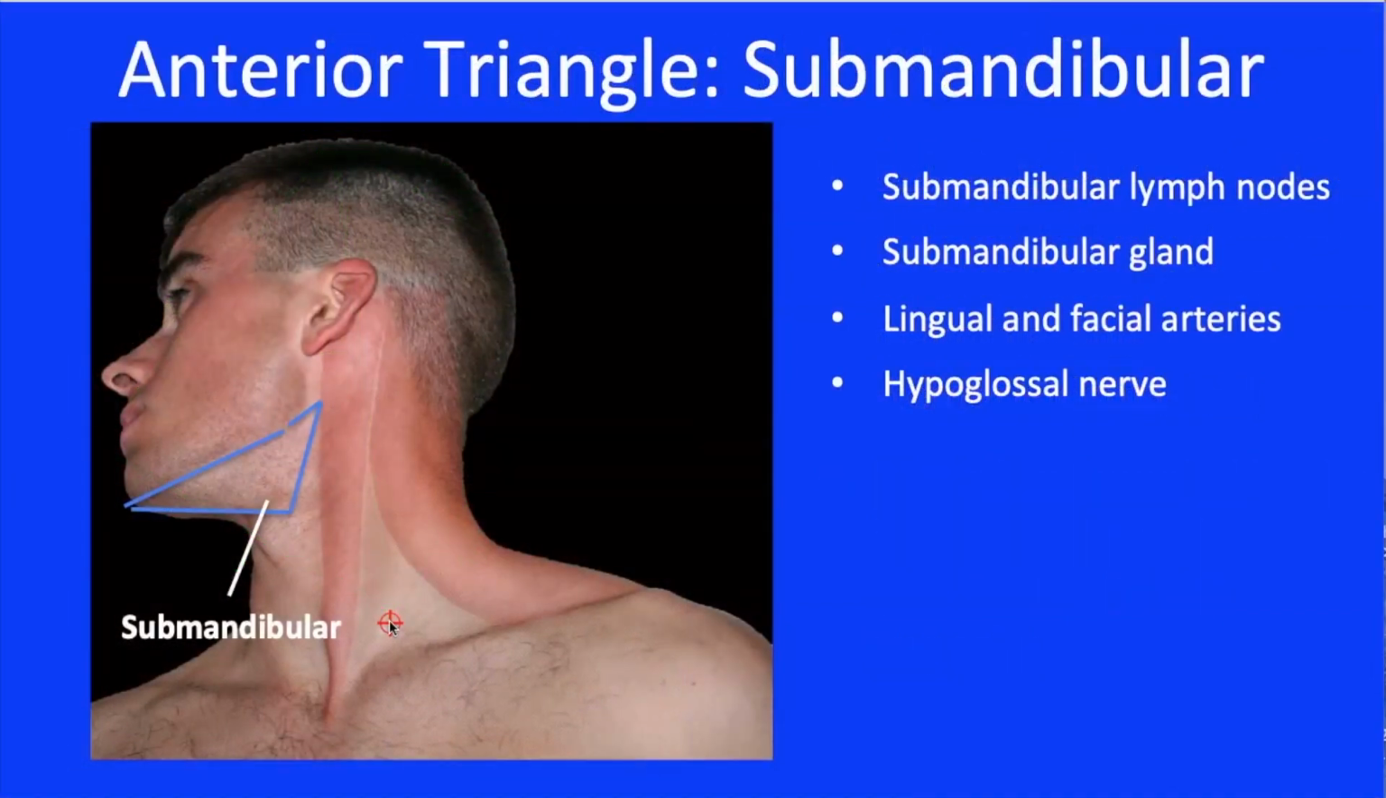Let's now look at the specific named subtriangles of the neck and understand why they are called these names. Look at the image and see the location of the submandibular triangle. It is just below the mandible, hence its very apropos name. In this triangle, we find a large salivary gland, the submandibular gland. There are also lymph nodes, the lingual and facial arteries, and their corresponding veins, and the hypoglossal nerve.